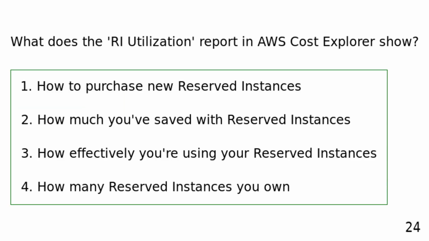What does the RI Utilization report in AWS Cost Explorer show? How to purchase new reserved instances. How much you've saved with reserved instances. How effectively you're using your reserved instances. How many reserved instances you own.